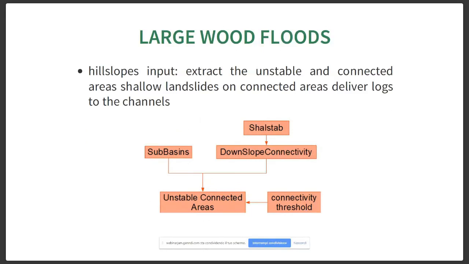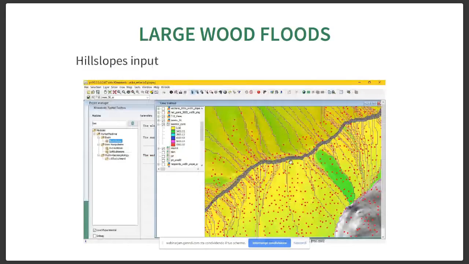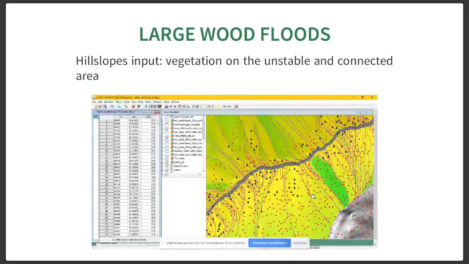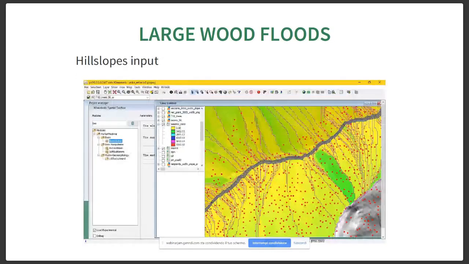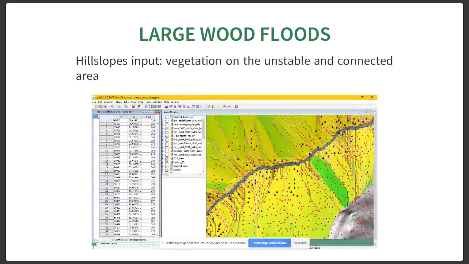These are the hill slopes, the definition of the subbasin, and the unstable and connected areas, the vegetation on the unstable and connected areas on the pixels. Okay, so this is all the vegetation. The green triangles are the vegetation on unstable and connected areas, and in particular they are highlighted here.